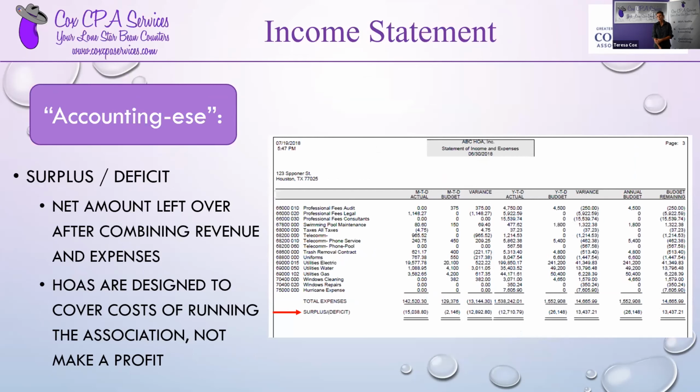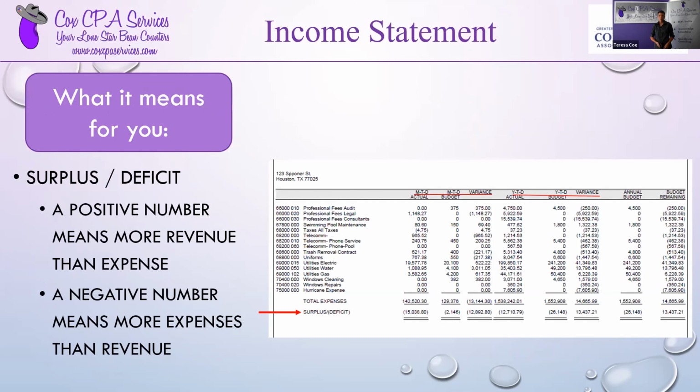And we just wanted to point out that associations are considered not-for-profit for most purposes. And so we like to see where the budget comes down to zero, because it's really designed to not make a profit, basically. And what the bottom line means to you is that if it's positive, you had more revenue than expenses. And if it's negative, then you have the opposite, which is more expenses than revenue.